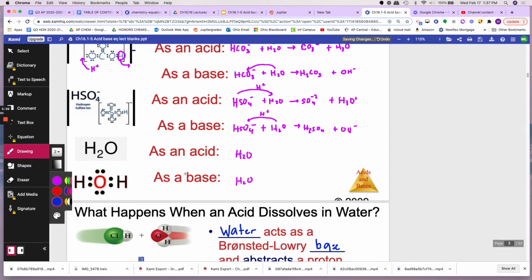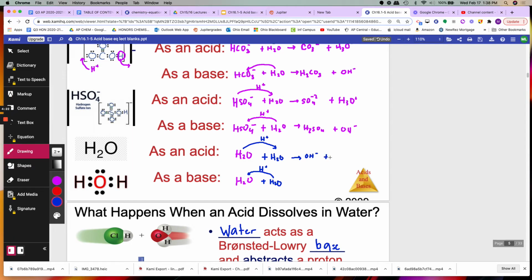What you're going to have to do is react it with another water molecule. In the first one, it's acting as an acid, so the H will go to the right. And this water now will take the H. So now you're left with OH- when the H leaves, and this one is the hydronium ion. And then here the H2O gets the H, so now it's H3O plus OH-.